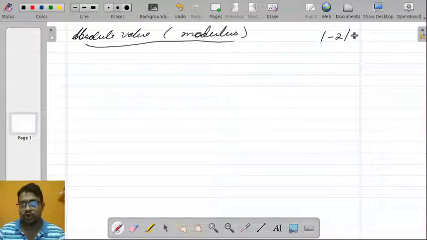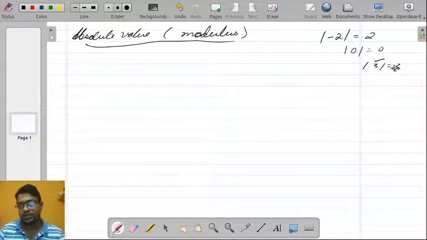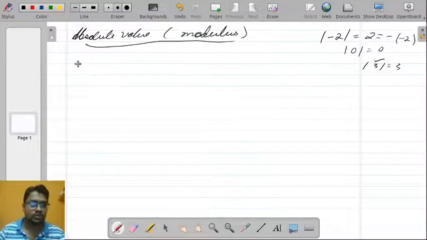What is mod of -2? It's 2. So it gives us the non-negative value, right? Mod of 0 is 0. Mod of 3 is 3. So if the number is itself positive, then the mod is itself. And if the number is negative, then the mod is minus of that number. This 2 is actually minus of -2. So this is the definition.